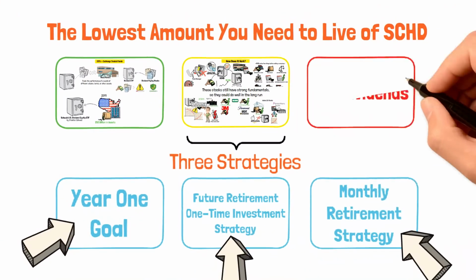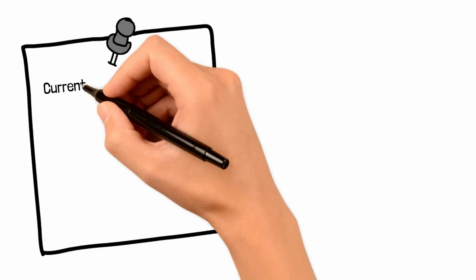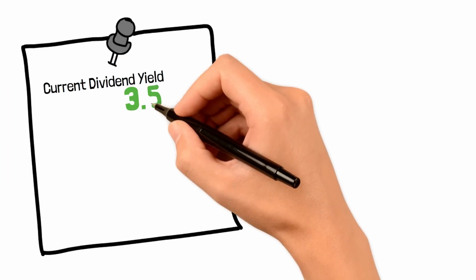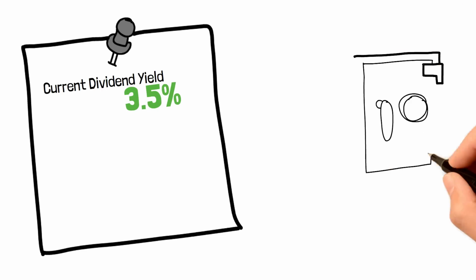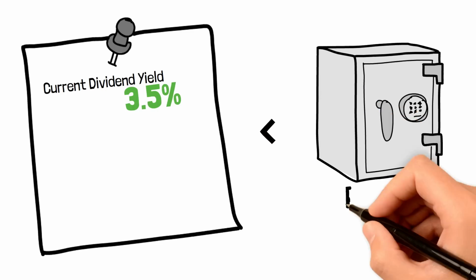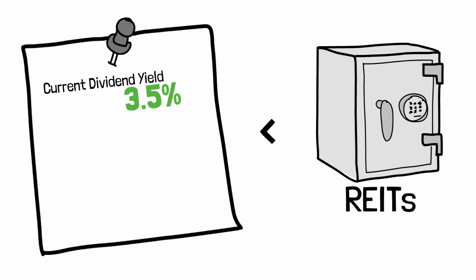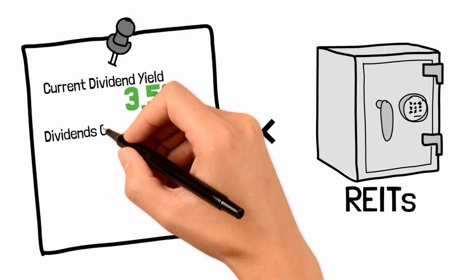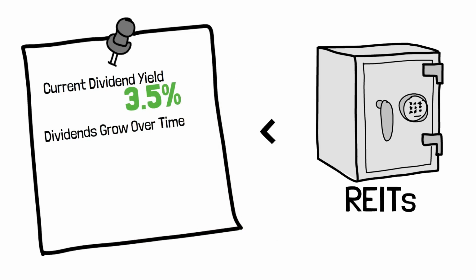And this brings us to the most important chapter, the dividends. The current dividend yield of SCHD is 3.5%, which might seem lower compared to other investments like business development companies or REITs that we often talk about. But the real value of SCHD is in how much its dividends grow over time.